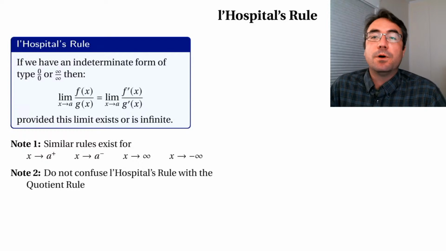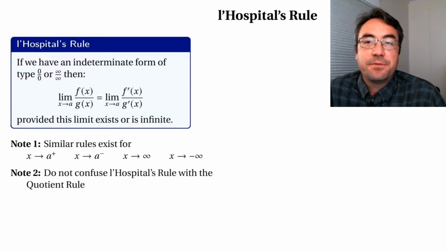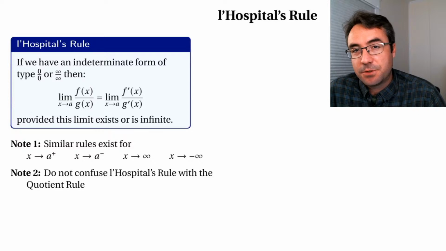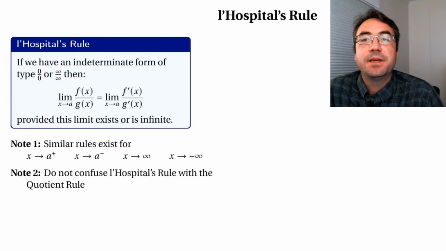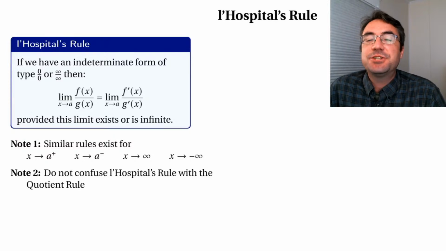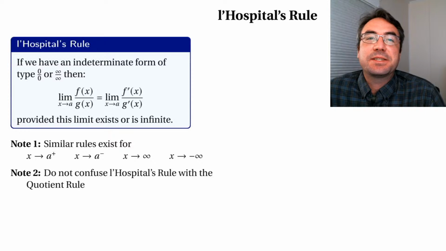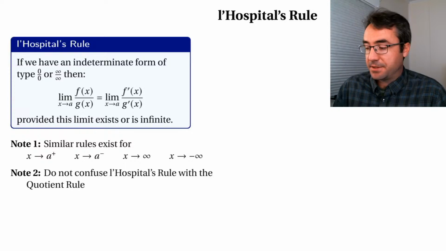So this rule, just a couple comments here, this rule also works if we talk about right-hand limits or left-hand limits, or limits as x goes to infinity or limits as x goes to minus infinity. So a similar rule exists for each of those. And so this rule is going to help us calculate the limit of f of x over g of x. And there's going to be a temptation here to mix up L'Hopital's rule and the quotient rule. We don't want to do that. These are very different things.